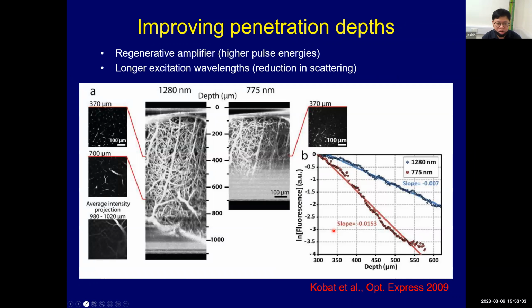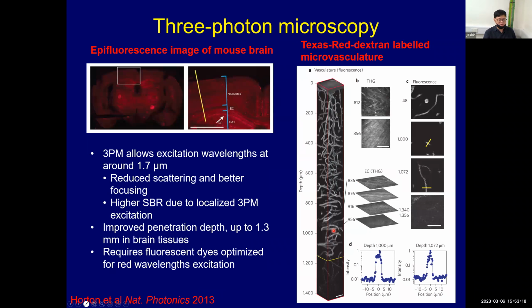There have been a lot of attempts to improve the penetration depth. This is one of the earlier attempts, which used a longer wavelength. With a longer wavelength, you can reduce the scattering of light as it propagates into the tissue. This is one of the papers, not very recent, from 2013. They used 1.7 micron to perform 3-photon microscopy, and they claim that because the light is less scattered at this wavelength, they can reach deeper than 2-photon microscopy in the mouse brain.